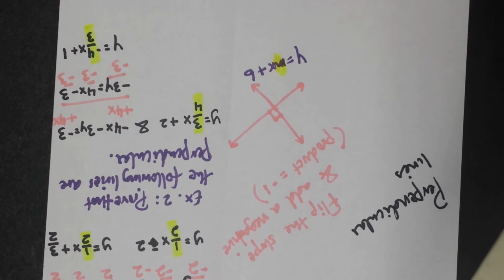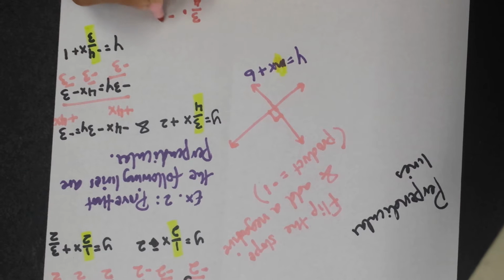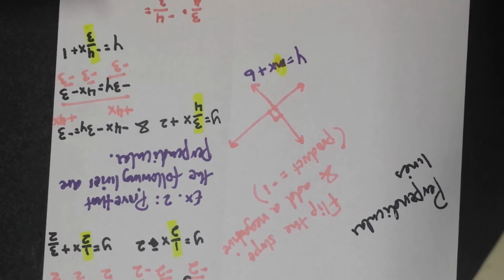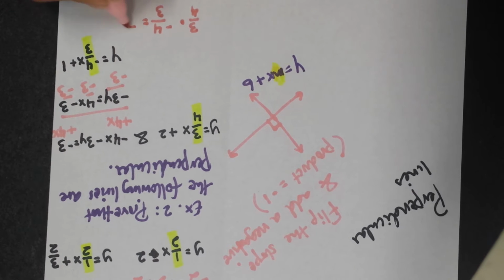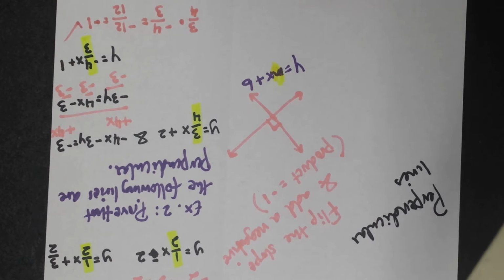In the book, the way you're going to see is the product. The product means you're going to multiply them together. So 3 over 4 times negative 4 over 3. And if that gives you negative 1, then they're perpendicular. So 3 times negative 4 is negative 12 over 4 times 3, which is 12. 12 divided by 12 is 1, and a negative divided by a positive is negative 1. So they are perpendicular. Okay.